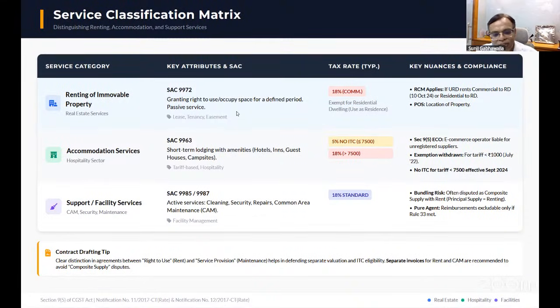And naturally, once the SAC changes, of course, the rate of tax is the same. But the advantage which comes here is that in support services, the place of supply will no longer be determined by the immobile property itself. It will be determined in general. So therefore, you may be able to use the recipient based basket. Now, friends, this is very important to understand between renting and support services.